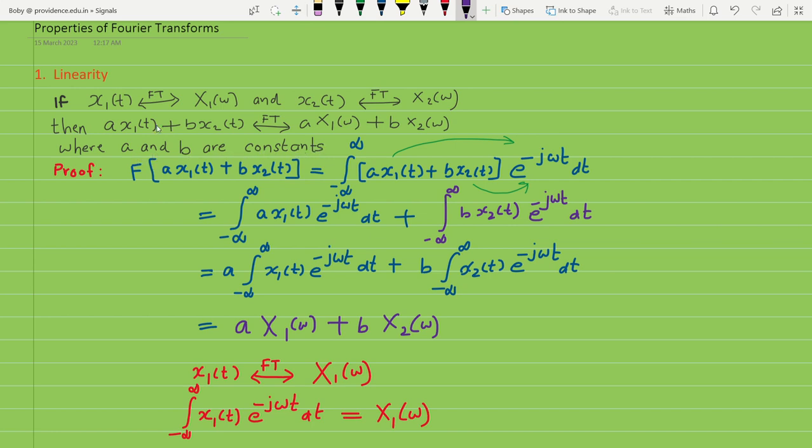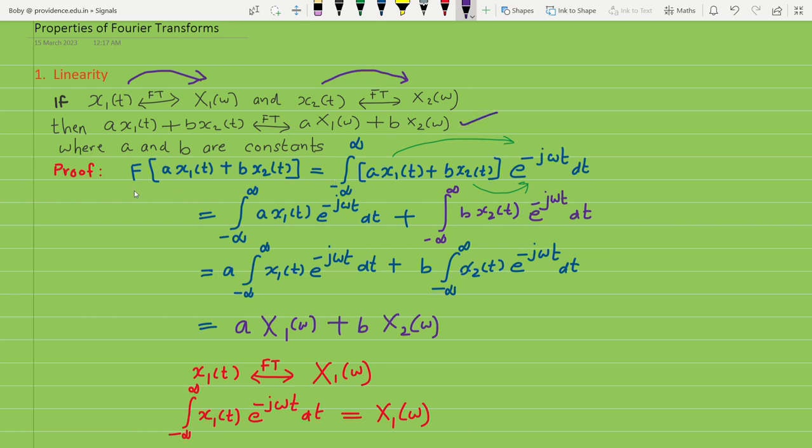So here we can see the Fourier transform of x1 of t is X1 of omega. Similarly, the Fourier transform of x2 of t is X2 of omega. Then a linear combination of these two signals, that means a x1 of t plus b x2 of t, its Fourier transform will be equal to a X1 of omega plus b X2 of omega. Okay, so how can we prove it?